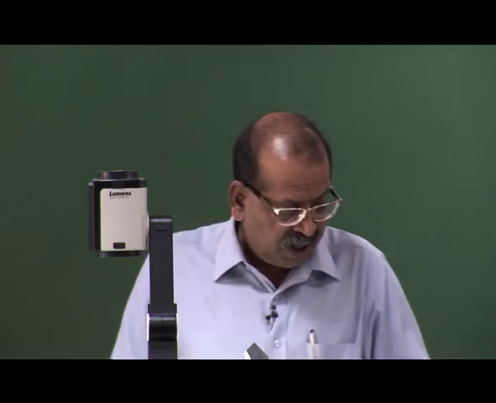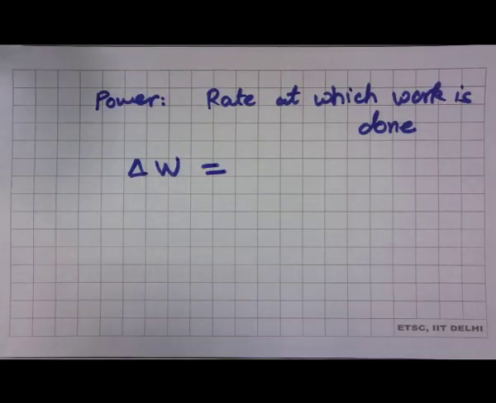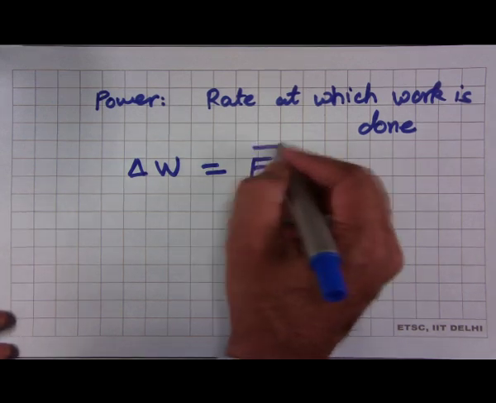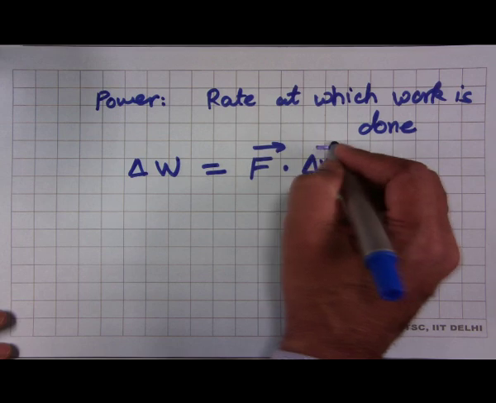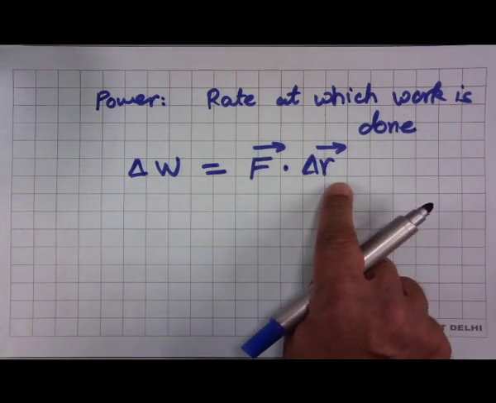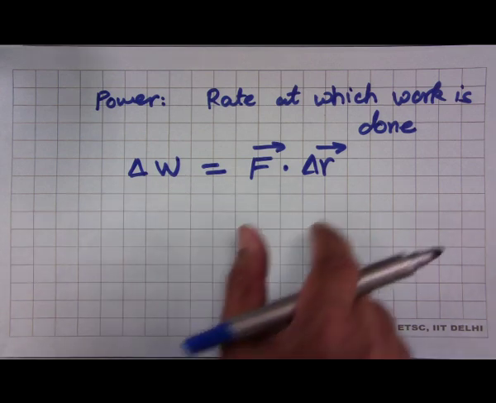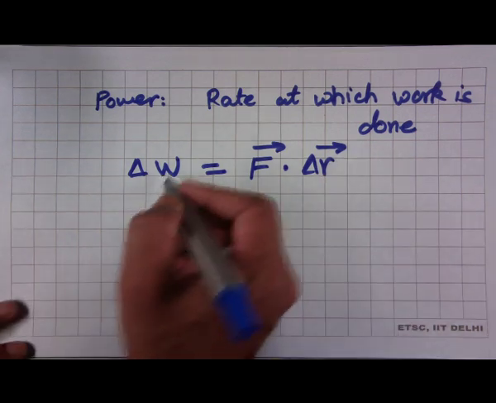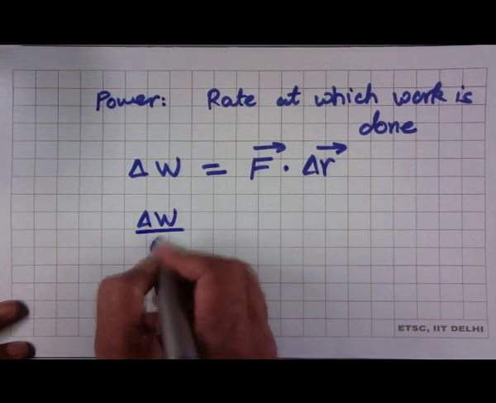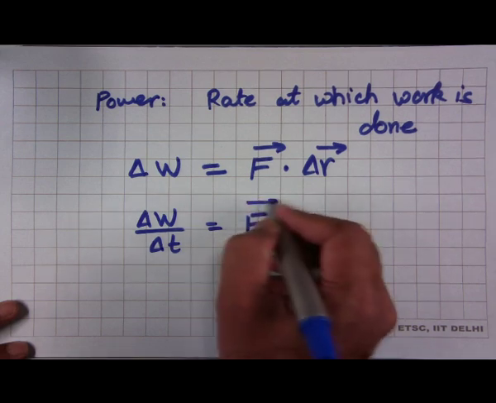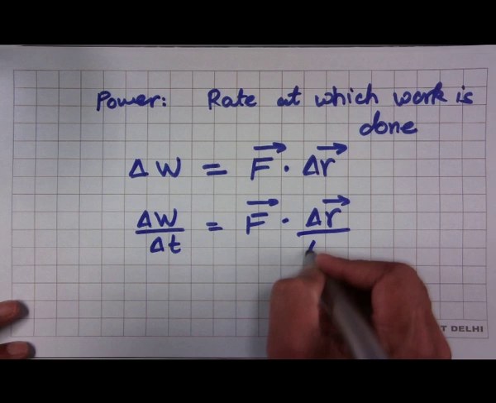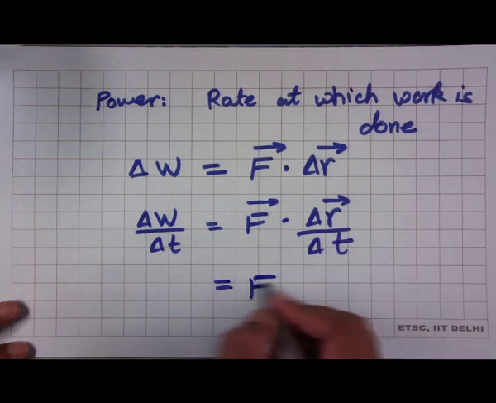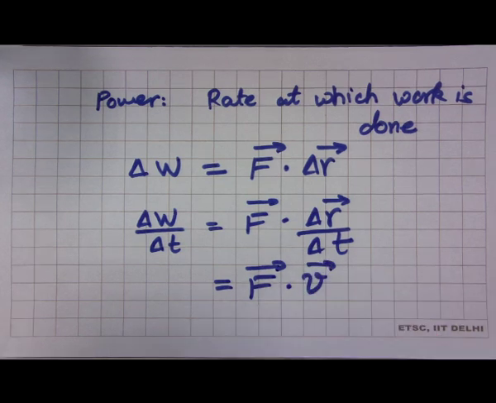Now, work, as we have seen, is done by a particular force. So, power is the rate at which work is done, and what we know is that if under the influence of a force F a particle moves a displacement delta r, then the work done in this displacement is F dotted with dr. Now, the rate at which work is done will be delta W by delta t, and this we can write as F dotted with delta r by delta t, which is nothing but F dotted with V when a force is being applied on a particle.